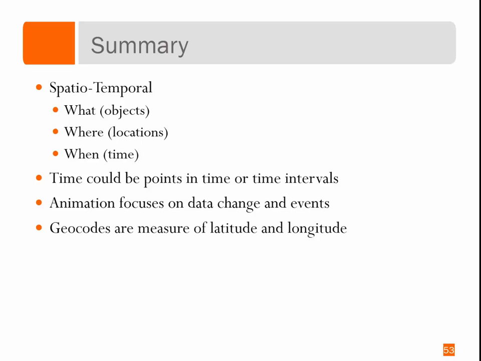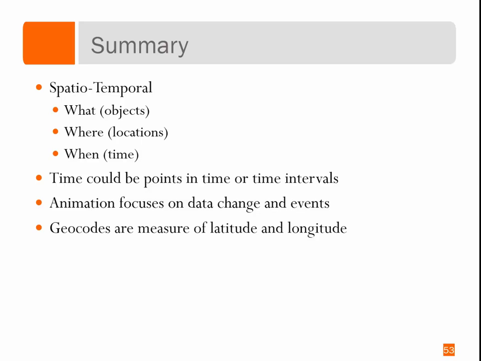Now, to summarize our lecture on spatio-temporal data visualization, basically maps in space and time. The three key ways that we can define this type of visualization are defined as what. Basically, we're focusing on objects, or where, we're focusing on locations. That's the central interest. Or when. We're focusing on time. We want our audience to be looking at differences in time.